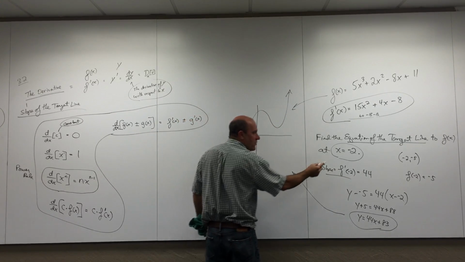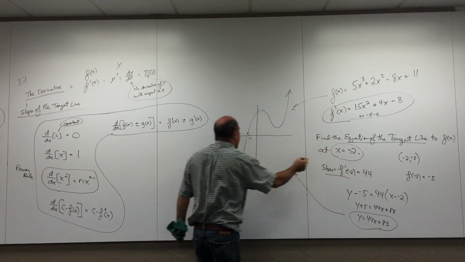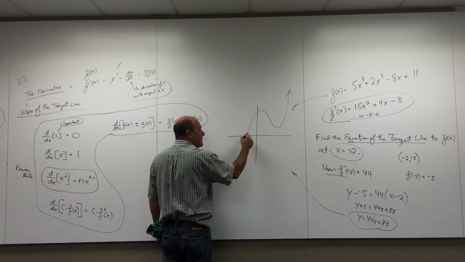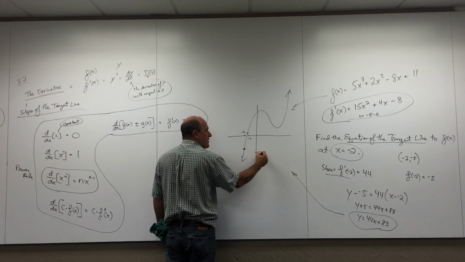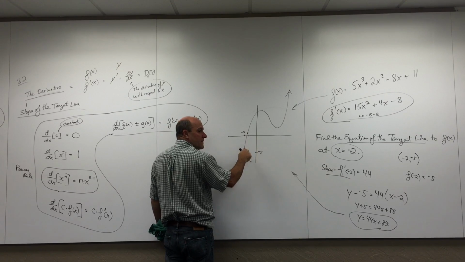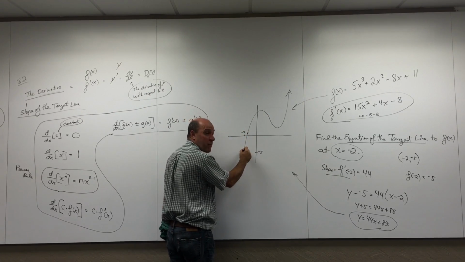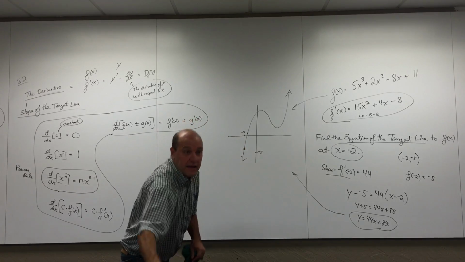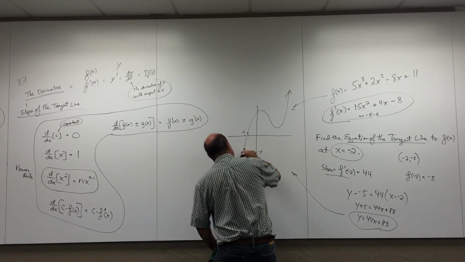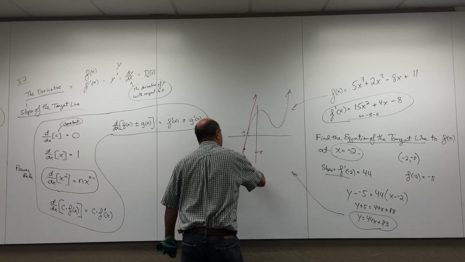Actually, what was the y value? -5. Yeah. So how about right here? -2, -5. You follow me on that? Although I totally made this up, but -2, -5 is my point. And at that point, there is a tangent line, and it looks like this. And it's steep as hell, and it has a slope of 44.